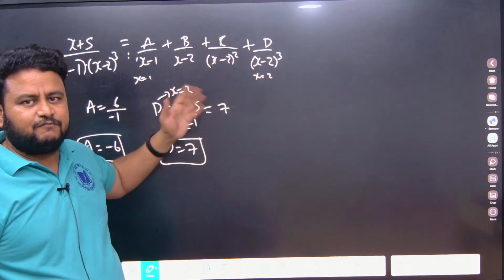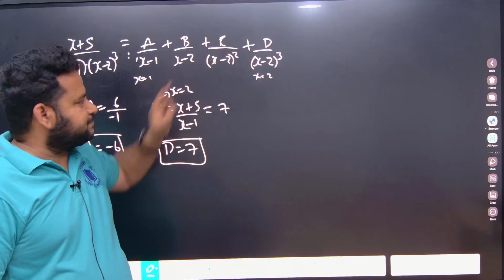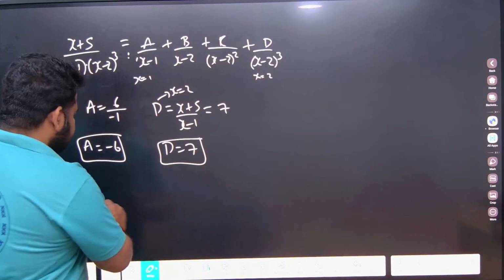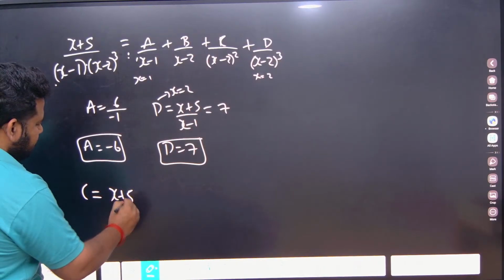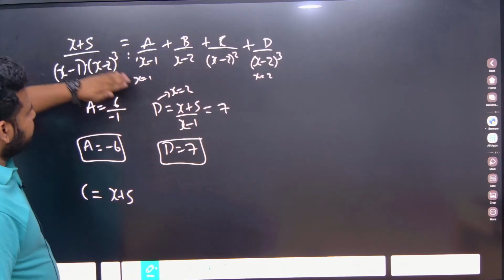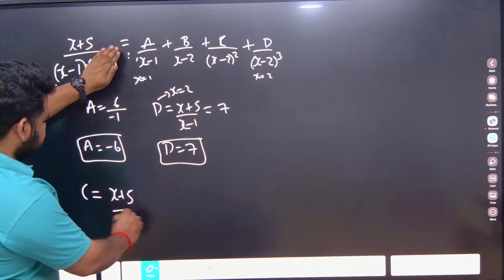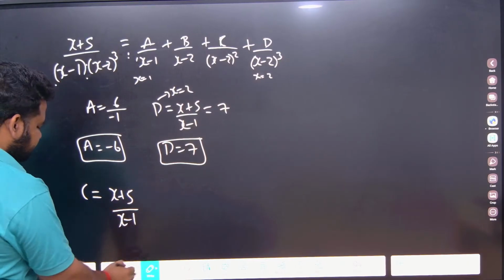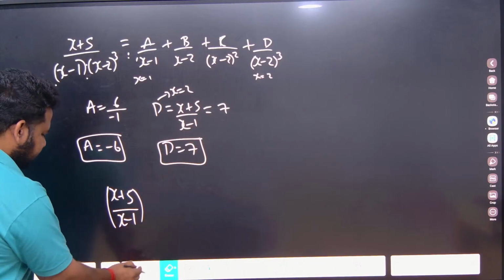So for C, take the entire thing in the LHS, x plus 5 by x minus 1. This x minus 2 whole square is coming because of x minus 2 whole cube, which is the repetition form. So close this x minus 2 whole cube, write down the remaining things, and for this entire thing you have to differentiate once.